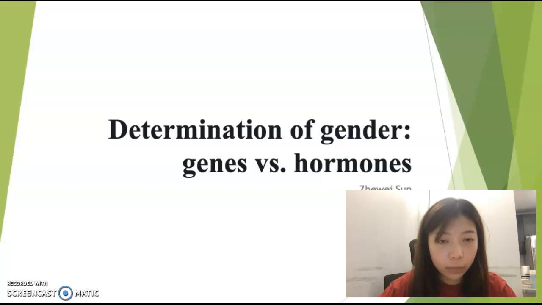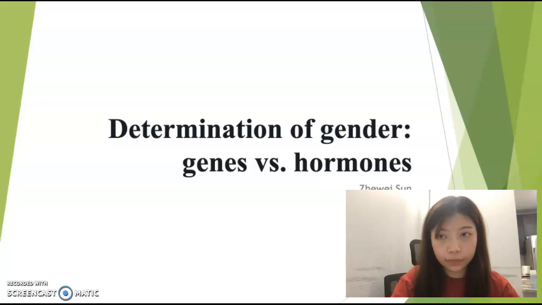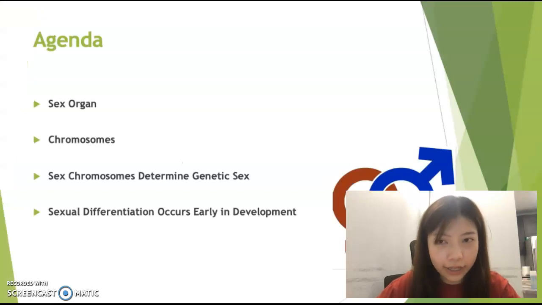Today I'm going to talk about the topic of determination of gender genes with hormones. Here is our agenda. There are 4 parts I'm going to discuss today. The first one is about sex organs. The second one is about chromosomes. The third one is about sex chromosomes determining genetic sex. The fourth one is about sexual differentiation occurring early in development. Let's begin with the first one, sex organs.